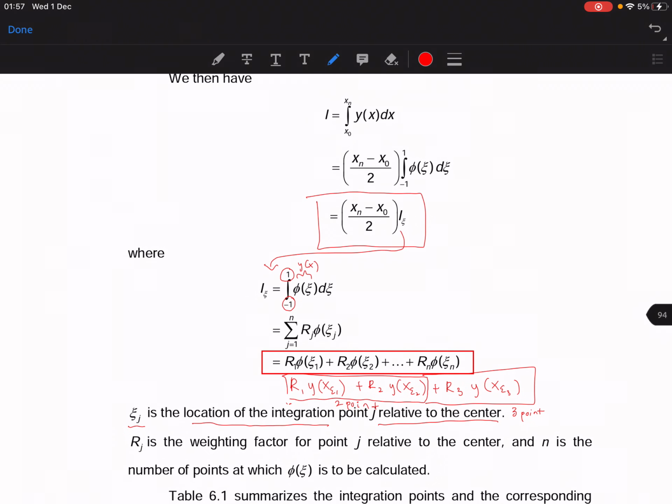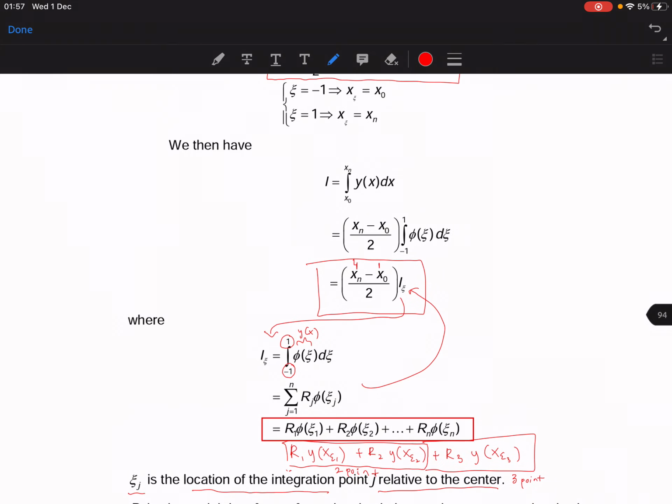So once we got this value, we can replace this back here, and by putting the upper and lower limit from the original coordinate. So just now I gave an example of 4 and 1, so we can get the integration.